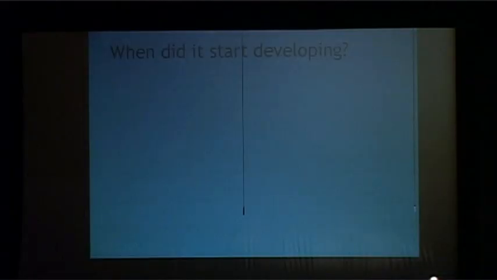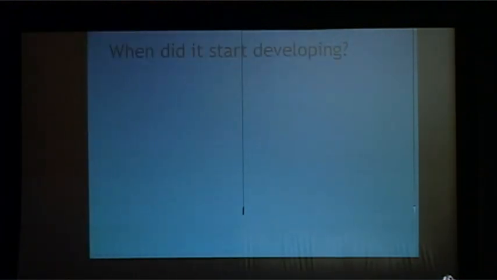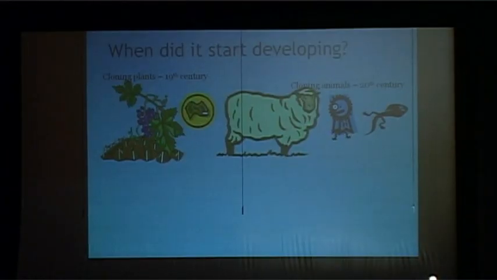Now I'm going to talk about when it started developing. During the 19th century, farmers wanted to grow wealthier. Therefore, they started cloning plants. And during the 20th century, people started cloning animals. Famous examples may include Ian Wilmut's Dolly the sheep in 1997. Although they succeeded in cloning these animals, they all led to a failure because of their short telomeres.